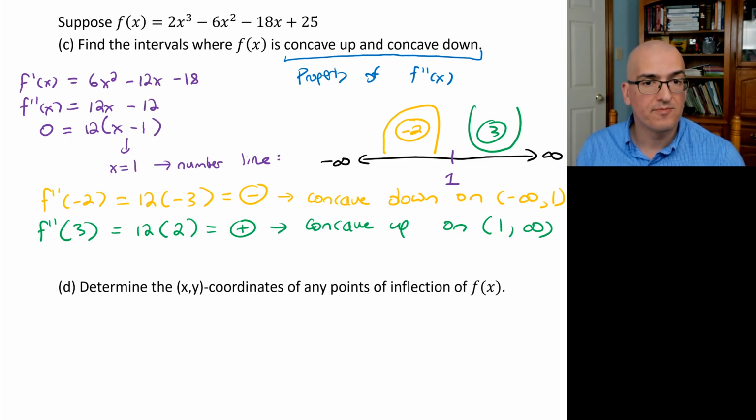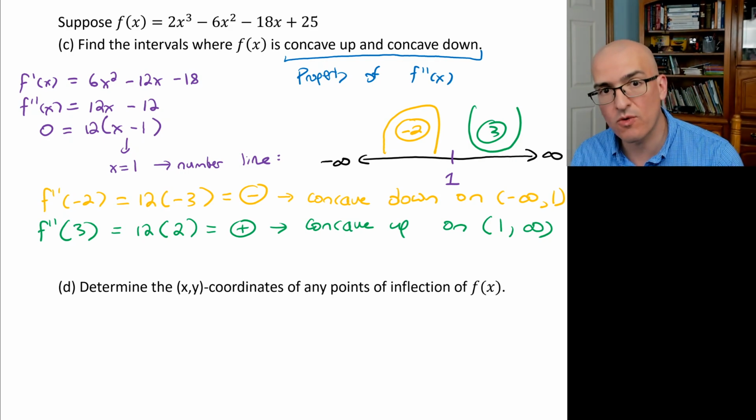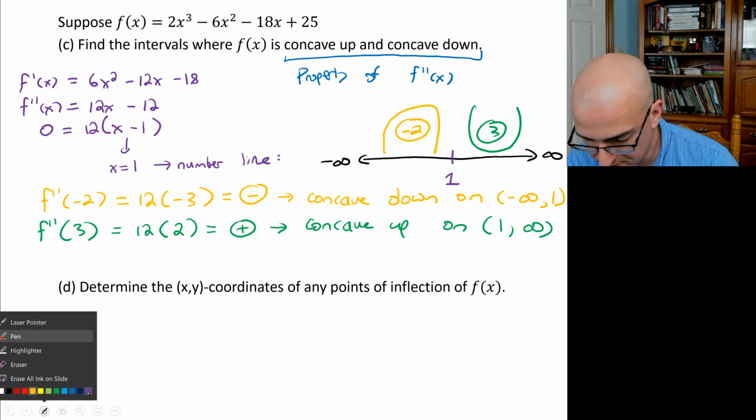Part D. Determine the xy coordinates of any points of inflection. Points of inflection are defined as coordinates where the function's concavity switches from one type to the other type. We can see in the diagram that this function switches its concavity at x is equal to 1. So that's the x-coordinate of a point of inflection.